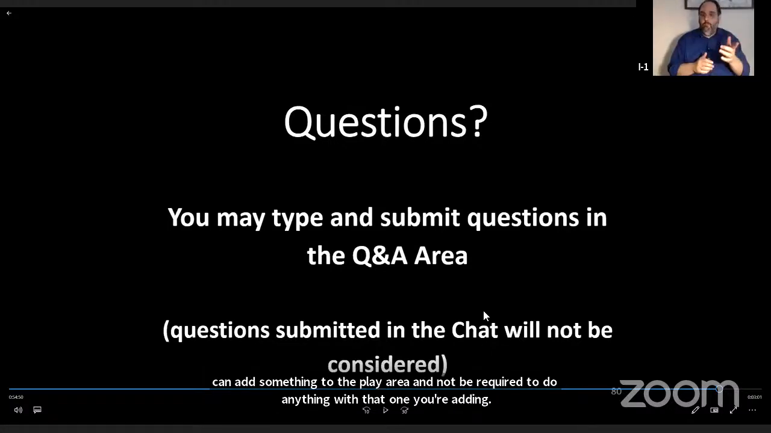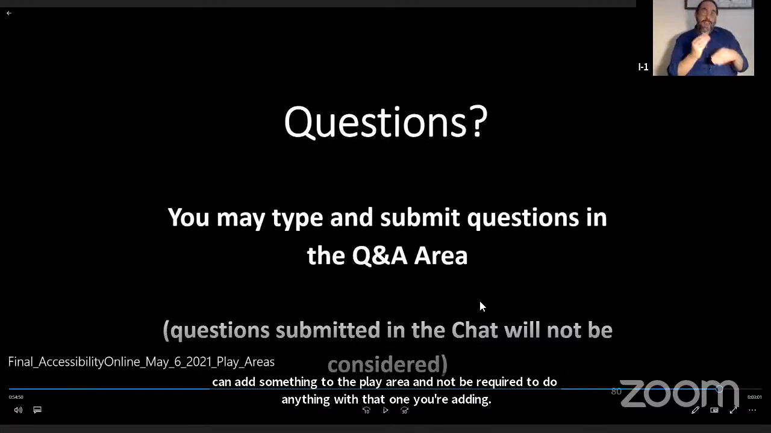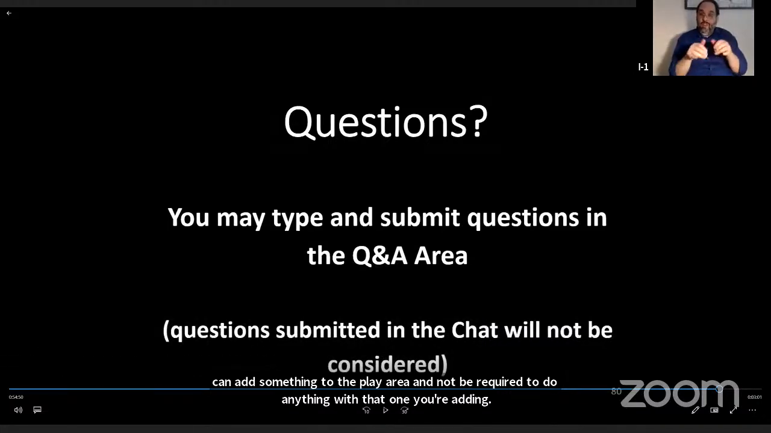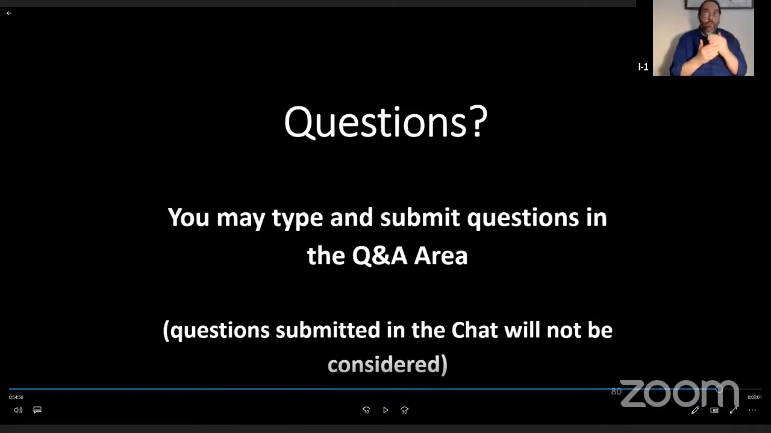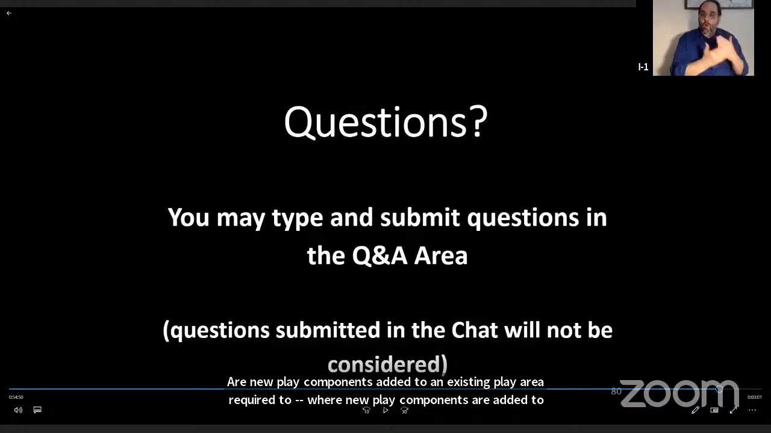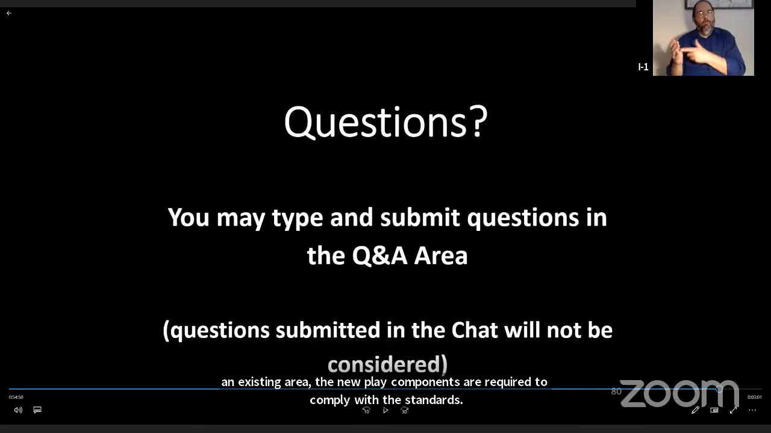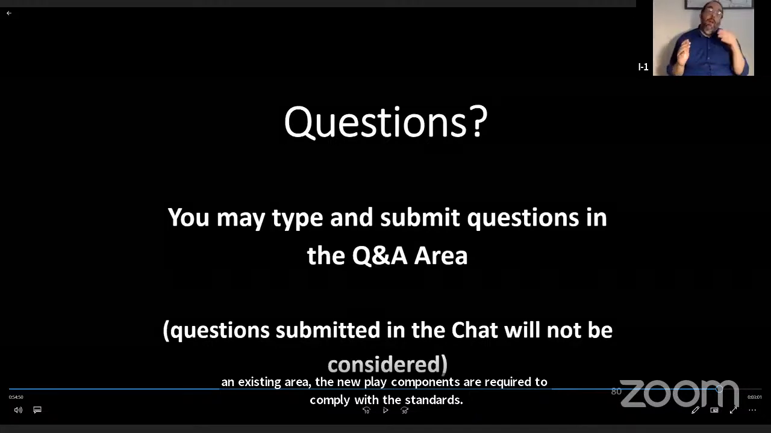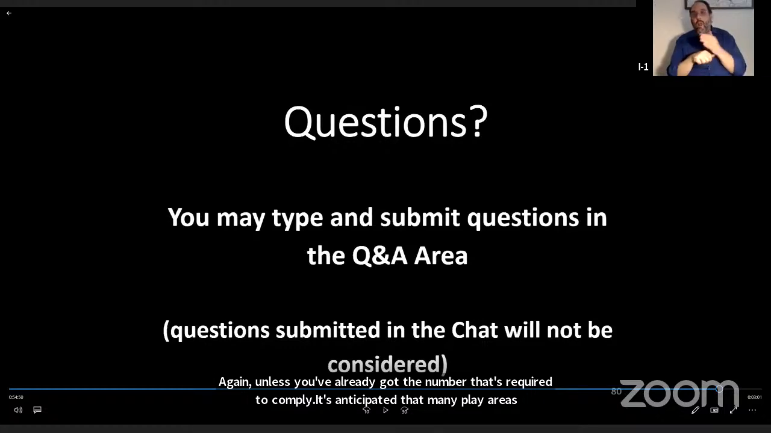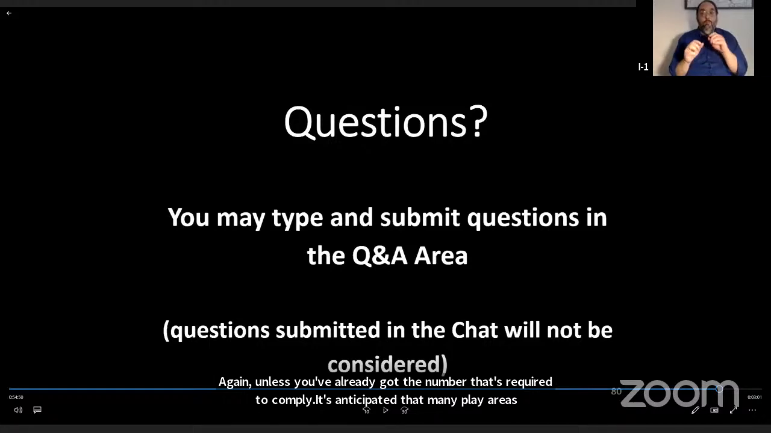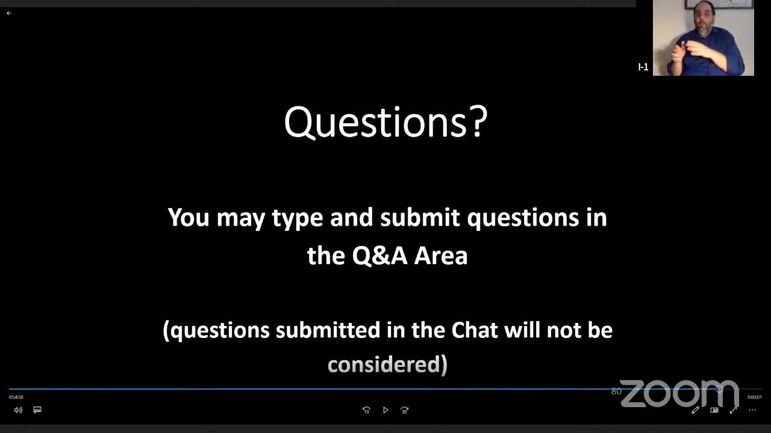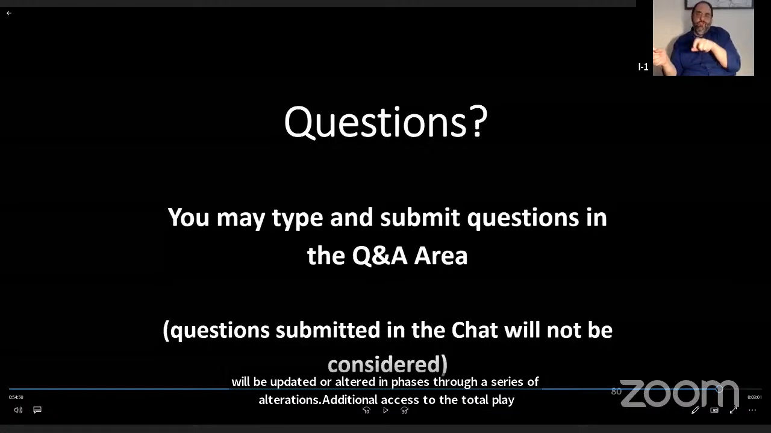Are new play components added to an existing play area required to comply with the standards, even if there's not an accessible route from the parking or street to the play area? Yes. Okay, where new play components are added to an existing play area, the new play components are required to comply with the standards. Again, unless you've already got the number that are required to comply. Okay, it's anticipated that many play areas will be updated and altered in phases through a series of alterations. Additional access to the total play area and accessible routes from parking and street should be additionally added.